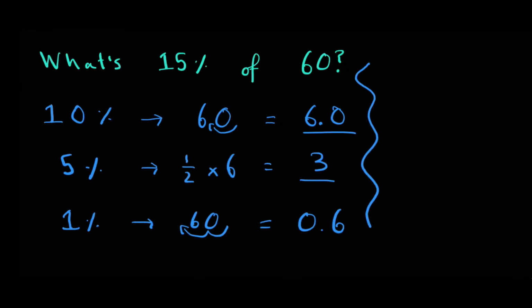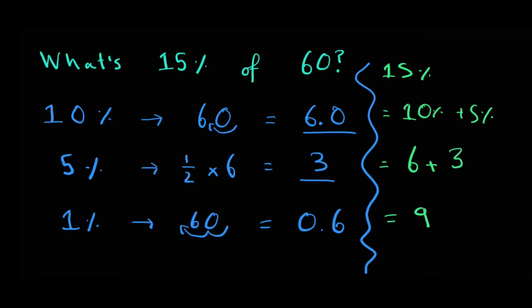Now let's try finding 15% of 60 by breaking it up into 10%, 5% and 1%. So 15% is the same as 10% plus 5%. And based on what we already worked out, that just means it equals 6 plus 3. So 15% of 60 is 9.